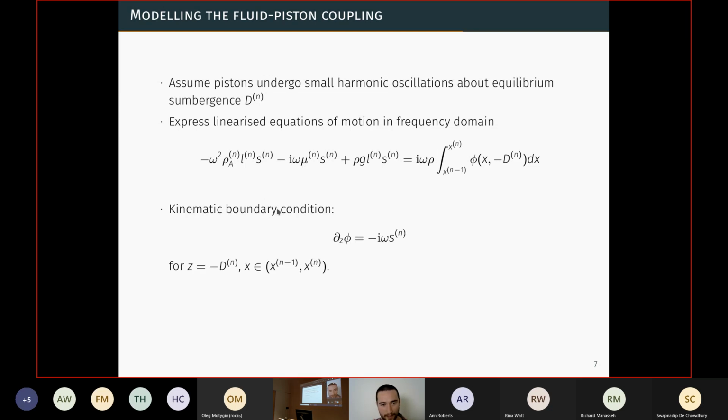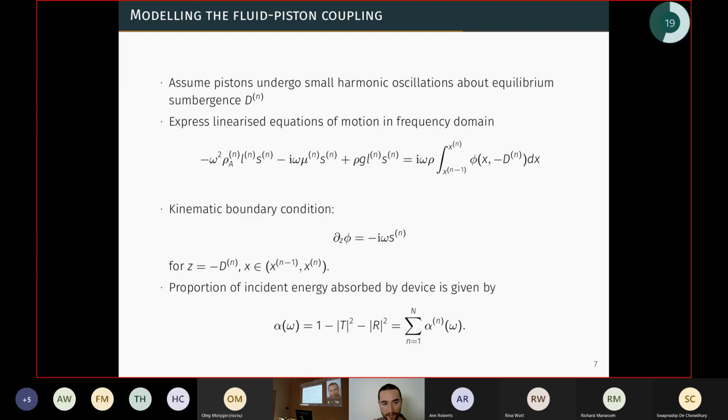You've also got a kinematic condition, which is just telling you that along the wetted surface of the piston, the velocity of the piston and the velocity of the fluid are the same. So that's pretty standard. And so after solving this problem, which is a little bit more complicated than the previous one, but not too much worse, you can measure the absorption which is associated with a particular device.